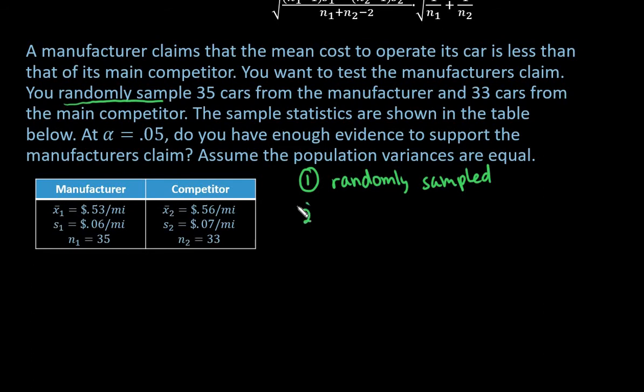Okay. The second thing that you want to look for is, are they independent from each other? The samples are independent because the car is made by this specific manufacturer versus the competitor. Competitor are different, so samples are independent.